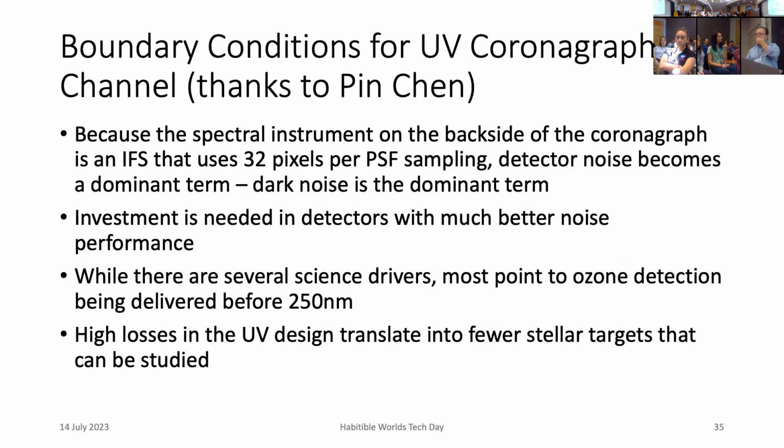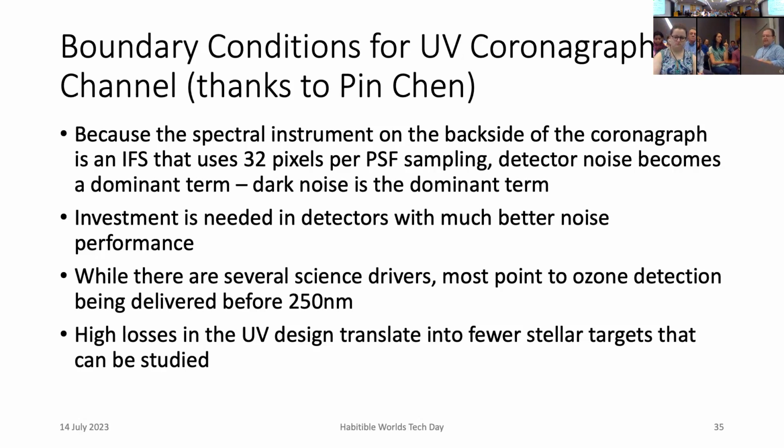Okay, and then another thing that Pim talked about in his talk earlier this week was some of the boundary conditions for this ultraviolet coronagraphic channel. The use of an IFS requires a lot of pixels across a point spread function, and that means that detector noise becomes the big driver for the noise term in the signal to noise calculation. Therefore, there is potentially a gap here, a need for development of detectors with much better dark noise performance.